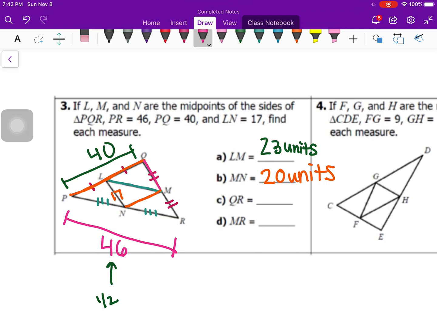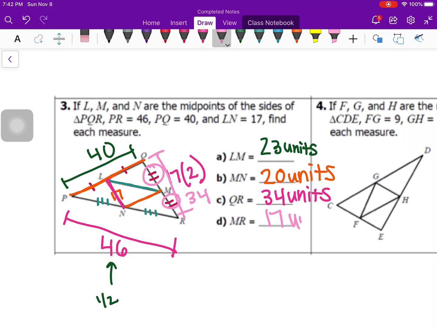Now we're going to look at QR. QR is a side length, so find the midsegment that it's parallel to, which is LN. It's going to be double the length of 17, since the midsegment is half of the side length. If you go the other way around, you're going to double it. So 17 times 2 is 34 units. And lastly, we have the length of MR. M is a midpoint of QR, and the whole length is 34, so MR is going to be half of 34 since QM and MR are congruent. Half of 34 is 17.